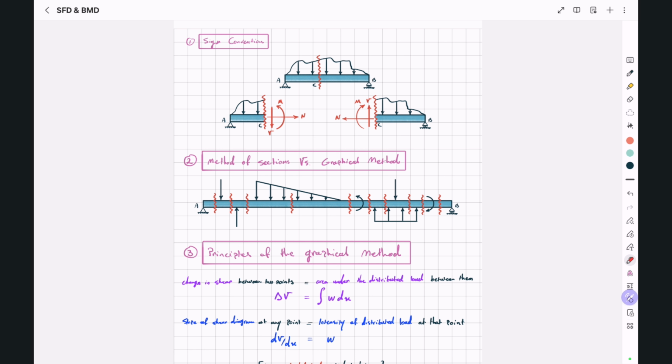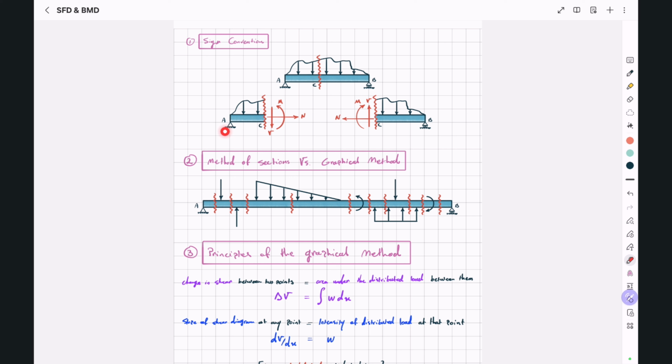For example, in the sign convention I always prefer to use, when I'm analyzing the left cut segment, my positive shear acts downward, my positive moment acts counterclockwise, and my positive normal force acts to the right. Now, based on this convention, I know the internal forces on my right cut segment must have the exact equal values as my left cut segment, but the directions are exactly the opposite.